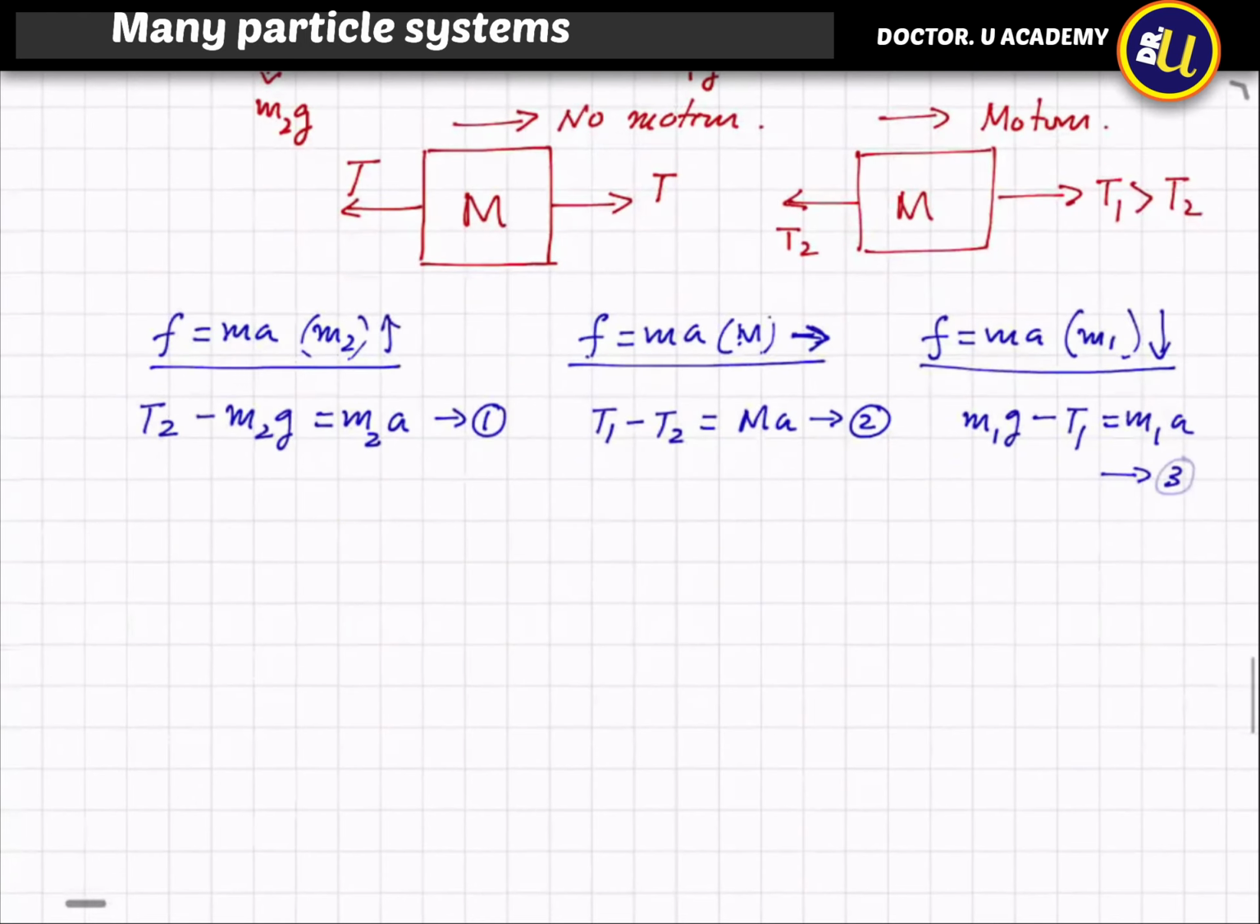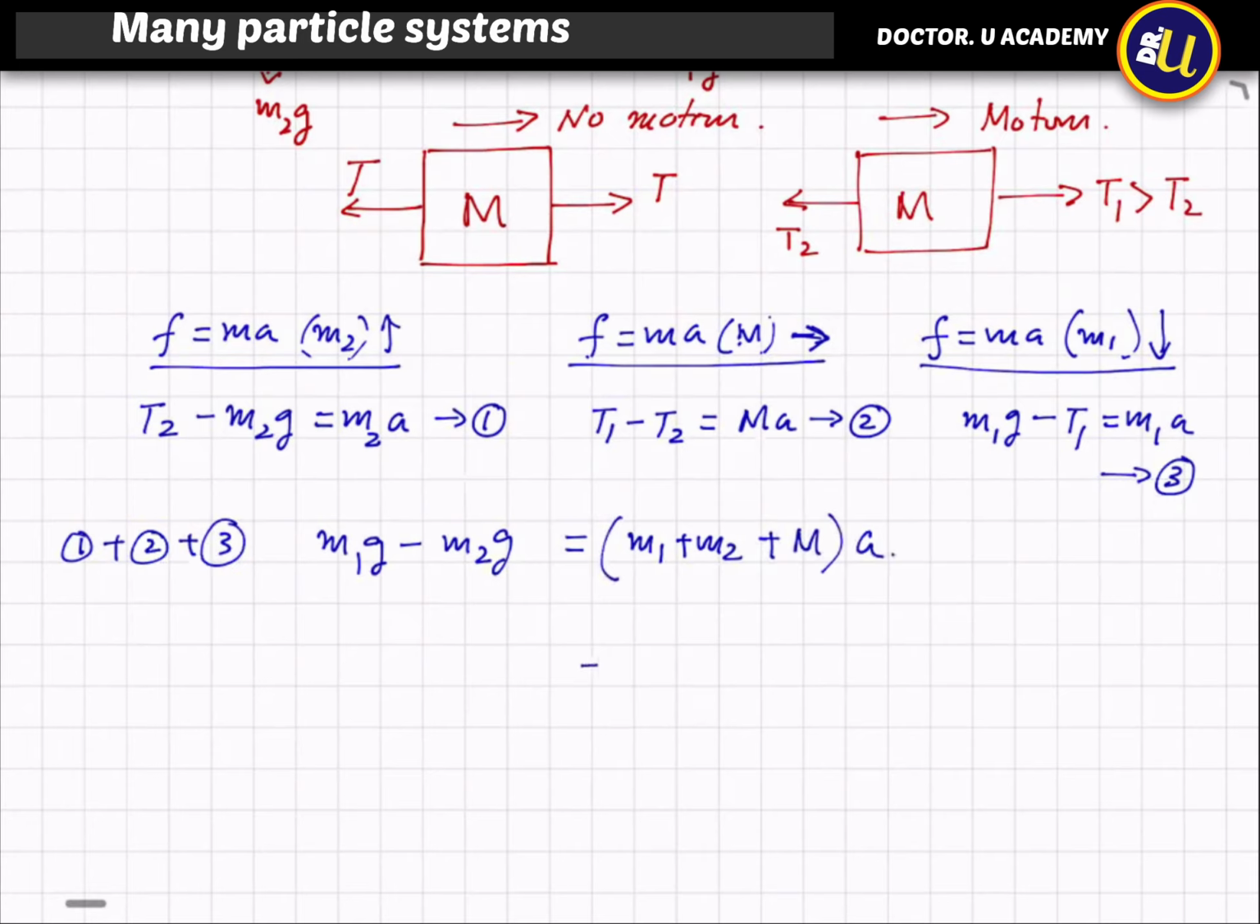Now if you have those three equations, you can add all three together. When you add all three together, T2 minus T2, T1 minus T1 will cancel. You will get M1G minus M2G is equal to M1 plus M2 plus capital M times the acceleration. So acceleration can be found: M1 minus M2, times G, the whole thing divided by M1 plus M2 plus capital M. So that's the answer.